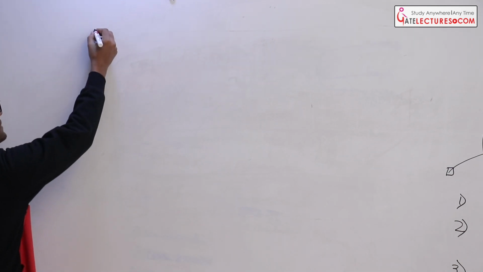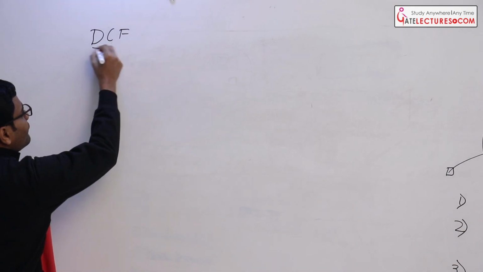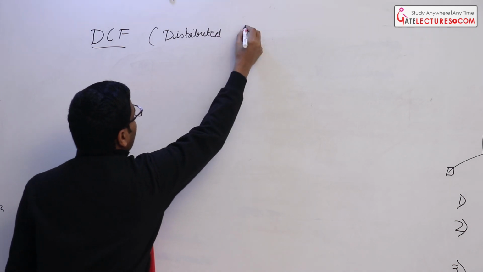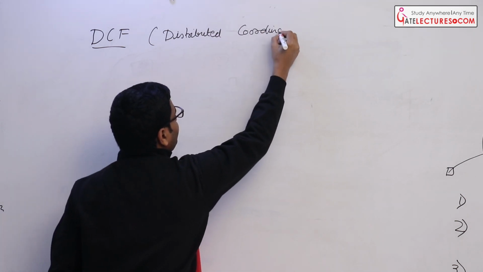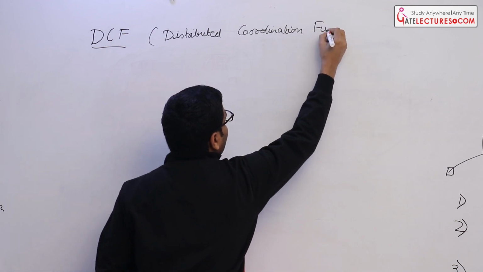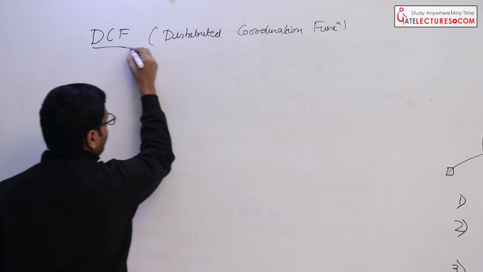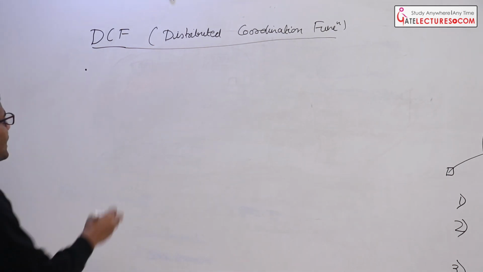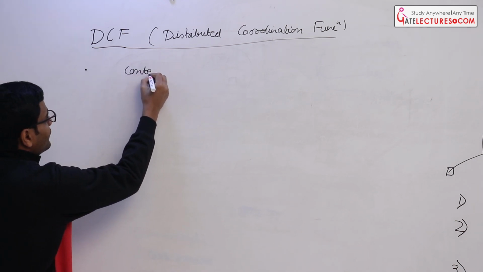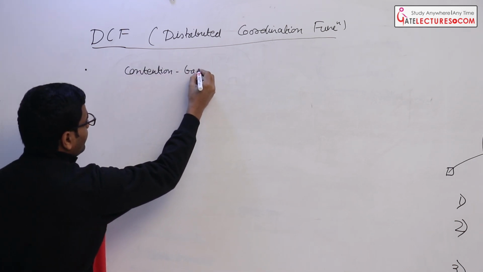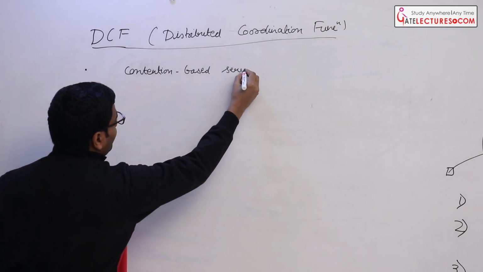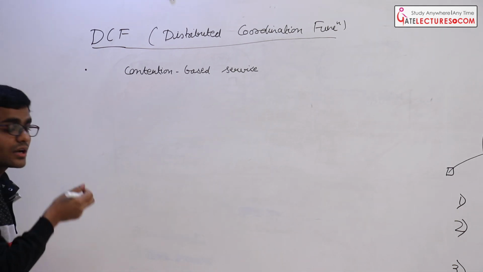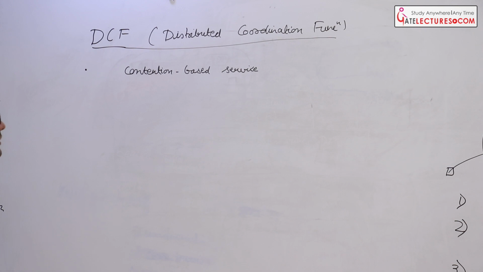Now we talk about the first sublayer of the MAC layer, which is DCF, distributed coordination function. This is a compulsory service, and this DCF provides contention based service. What do you mean by contention based service? It means multiple stations contend among each other to get access to the channel.